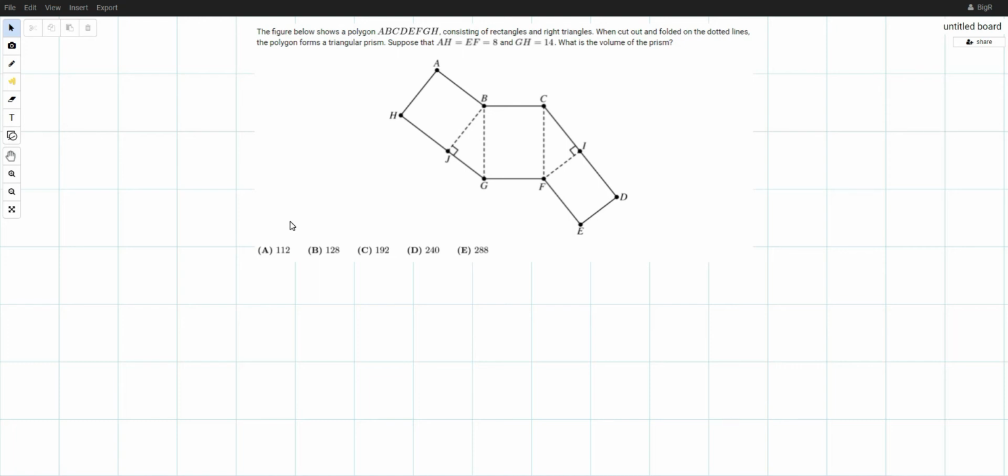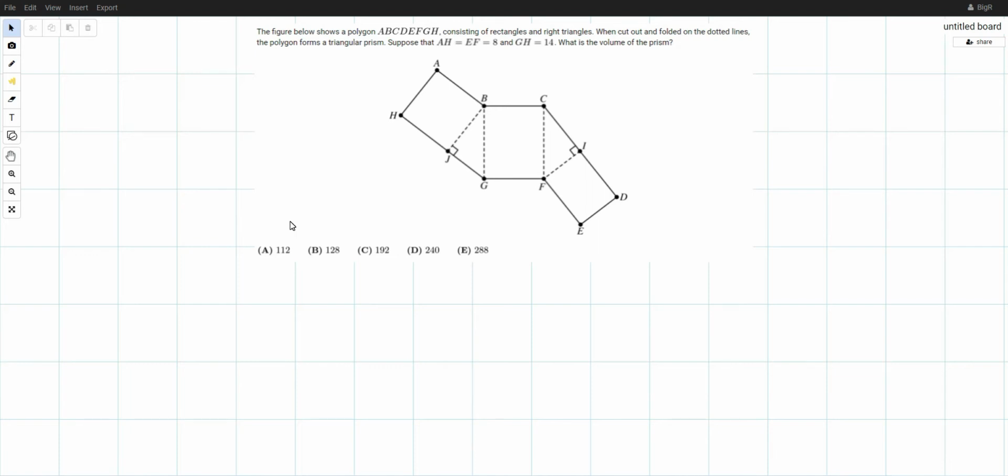The figure below shows a polygon ABCDEFGH consisting of rectangles and right triangles. When cut out and folded on the dotted lines, the triangles together in the polygon form a triangular prism. Suppose that AH equals EF equals 8 and GH equals 14. What is the volume of the prism?